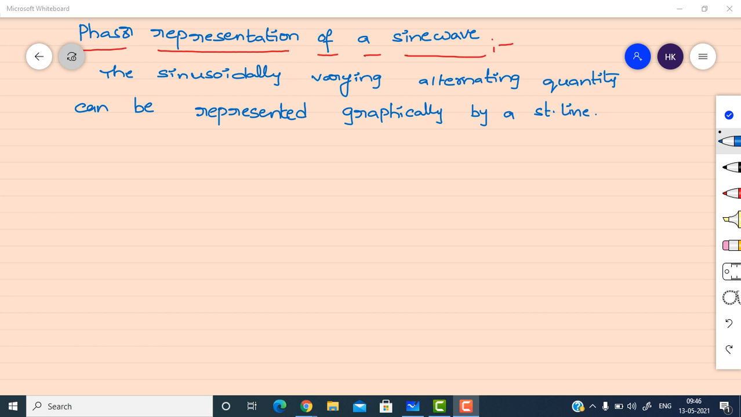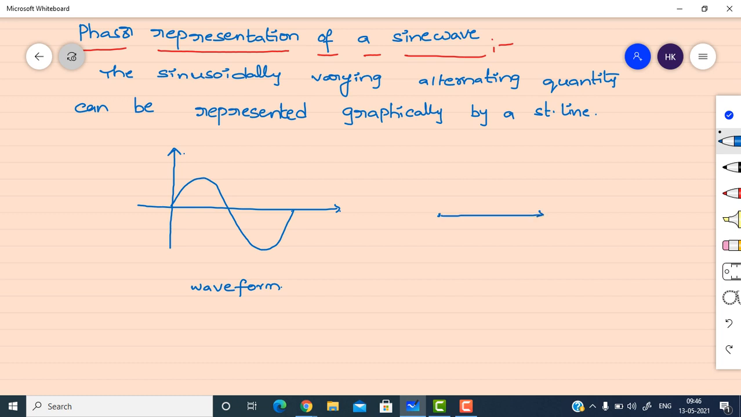So phasor representation of a sine wave is nothing but representing the alternating quantity graphically by a straight line. Say I have a sine wave. Waveform representation, this is the sinusoidally varying alternating quantity. This is the waveform. Now I want to represent this waveform in the form of a phasor. So phasor means it is represented with a straight line. The straight line consisting of an arrow is nothing but the phasor.